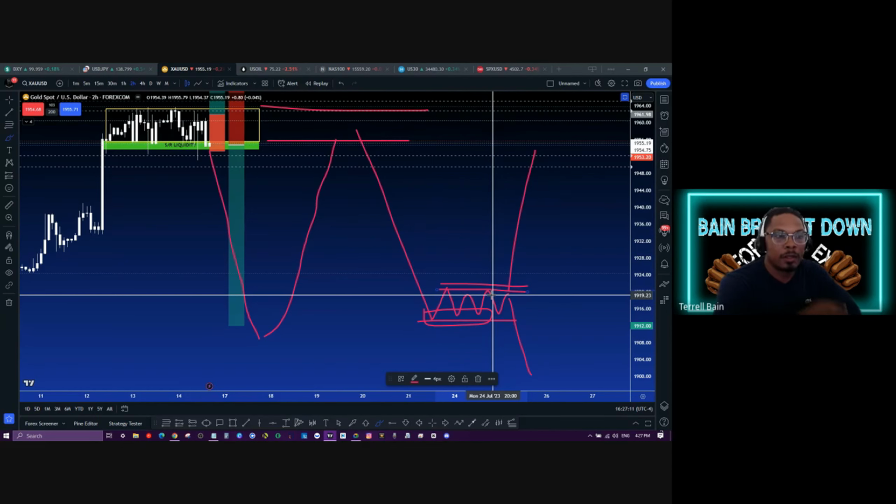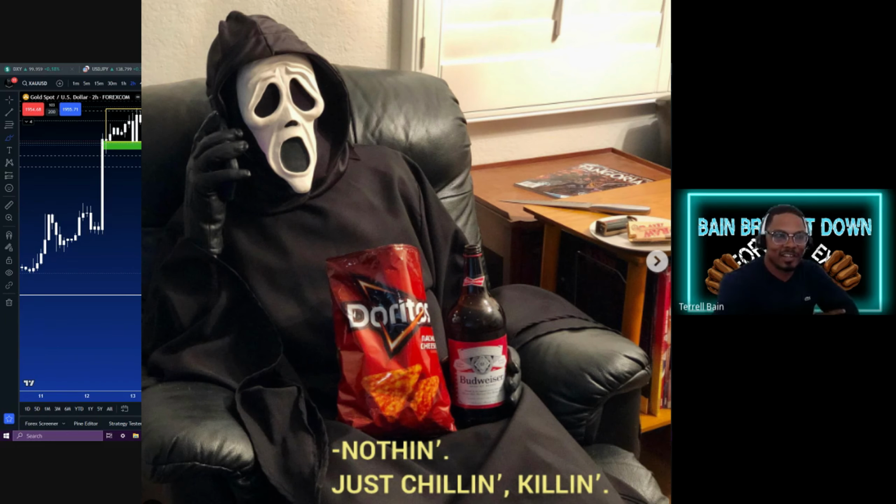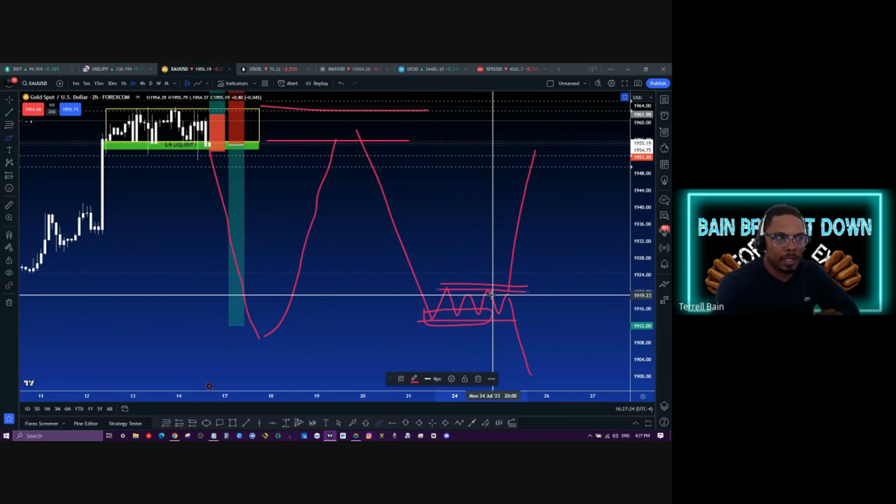Support and resistance are your levels where you can see price hanging around, just chilling, talking to each other, playing the game. Doing whatever. That's what it is.